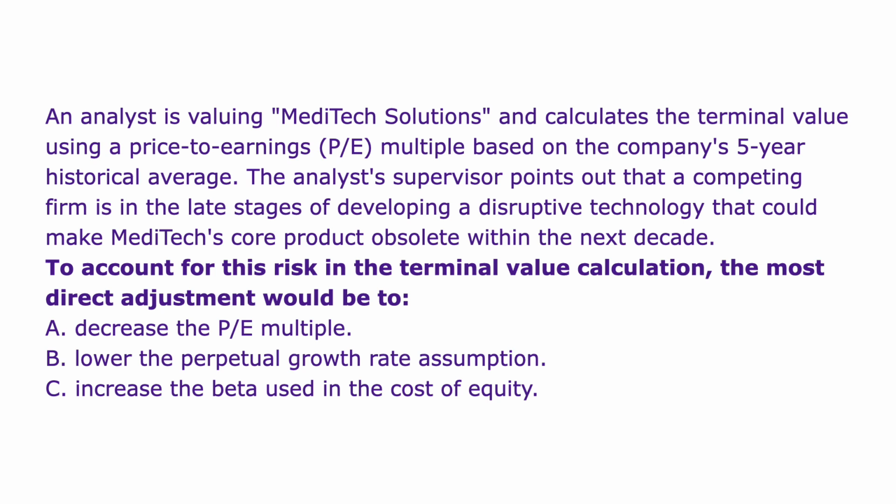A. Decrease the PE multiple. B. Lower the perpetual growth rate assumption. C. Increase the beta used in the cost of equity.